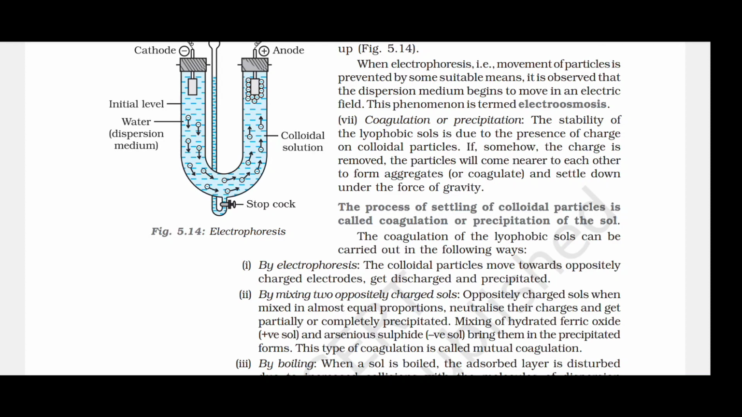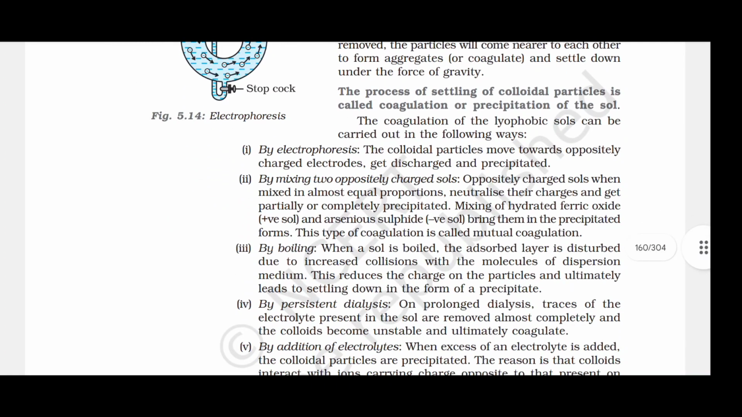First, by electrophoresis, the colloidal particles move towards oppositely charged electrodes, get discharged, and precipitated. Second, by mixing two oppositely charged sols. Oppositely charged sols, when mixed in almost equal proportion, neutralize their charges and get partially or completely precipitated. Mixing of hydrated ferric oxide, a positive sol, and arsenious sulfide, a negative sol, brings them into the precipitated form. This type of coagulation is called mutual coagulation.